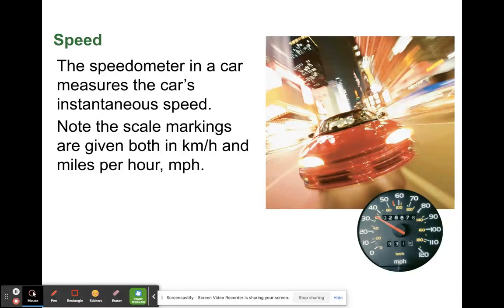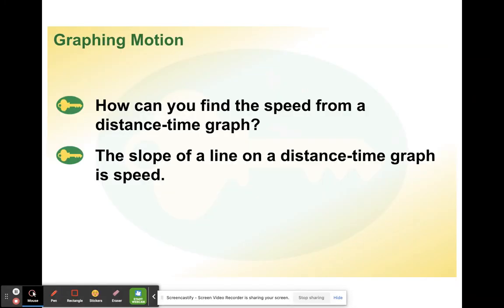So the speedometer in a car measures the car's instantaneous speed. Note that the scale markings give both kilometers and miles per hour. So when we were talking about 88 kilometers per hour, that's about 55 miles per hour. And we said in that last problem, the train goes about 62 kilometers per hour. That's 35 miles per hour. So the orange numbers are the kilometers per hour, and the white numbers are the miles per hour.